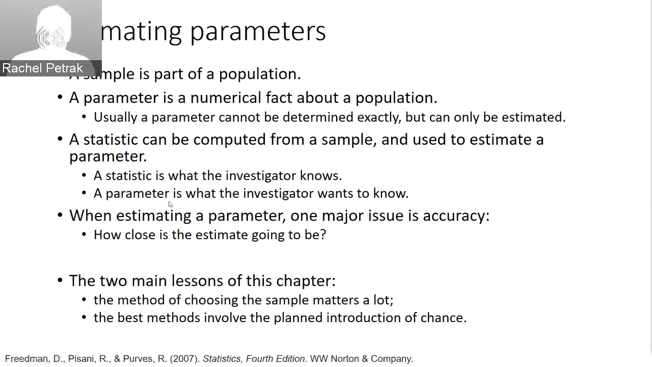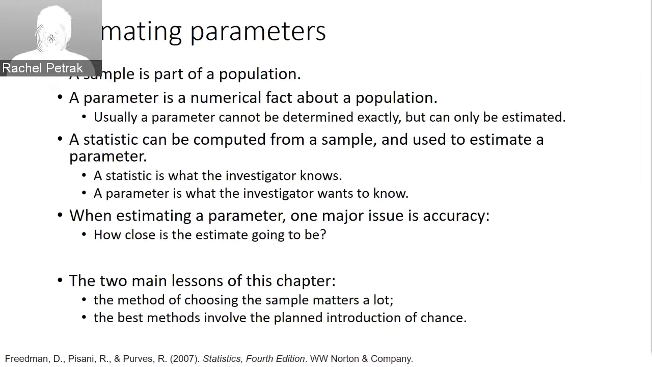A statistic is what the investigator knows. This statistic is based on the data. A parameter is what the investigator wants to know. We're trying to get accurate statistics, or valid statistics, so that we have accurate parameters. And when estimating a parameter, it's important to think about the major issue of accuracy. How close is the estimate going to be? And this is something we will think about in some conceptual terms today.